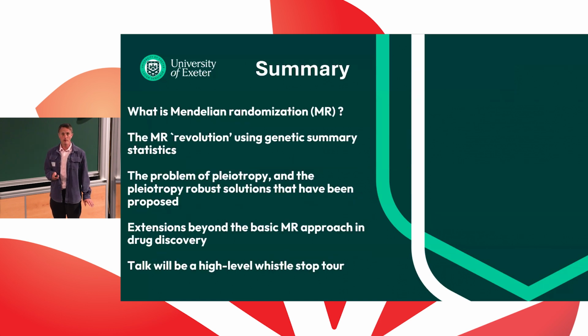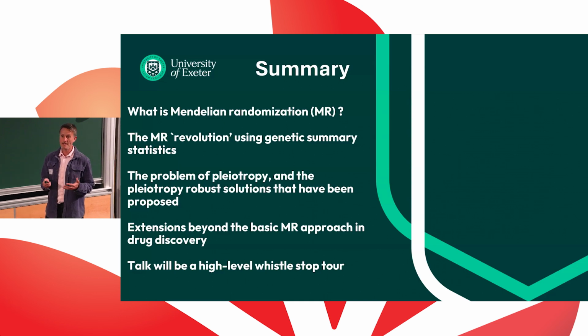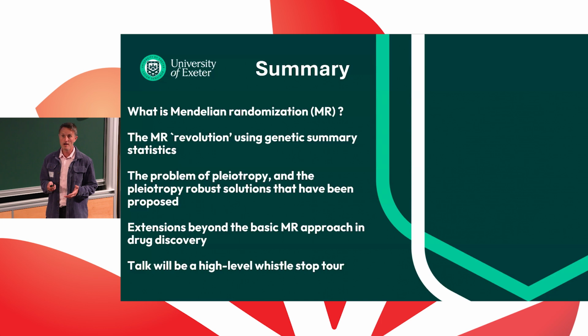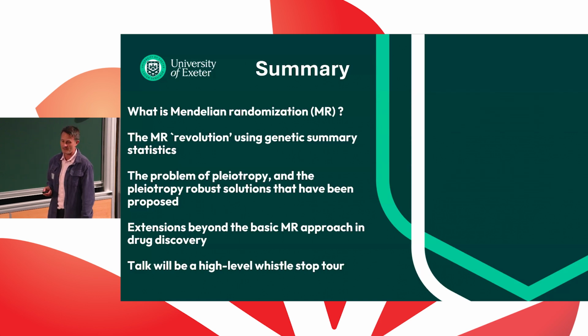Okay, so a quick summary of the talk. I'm going to introduce what Mendelian randomization is and what causal inference is from my perspective, and then discuss the sort of revolution that's taken place in MR, really because of the explosion in the availability of publicly available genome-wide summary statistics. Then I'm going to talk about the problem of pleiotropy, which is a sort of violation of the key assumption you need to do causal inference, and some of the pleiotropy robust solutions that have been proposed by myself and others. And then I'll touch a bit on how MR is done specifically in a drug development context.